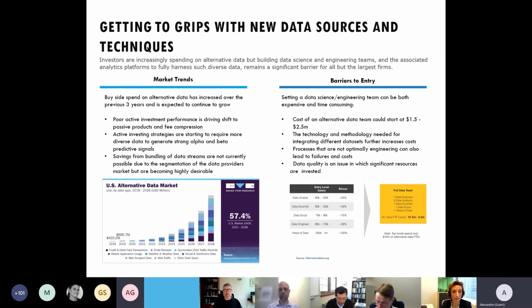And of course, data scientists are very expensive. Here, I give an example: the cost of running an alternative data team is around between 1.5 and $2.5 million per year. These are New York prices. You need a data engineer, data analyst, data scientist, a data scout, and I'll mention what that is, and head of data.